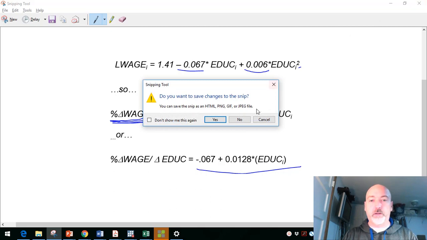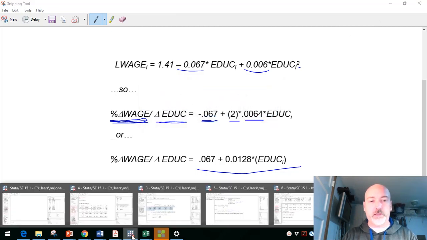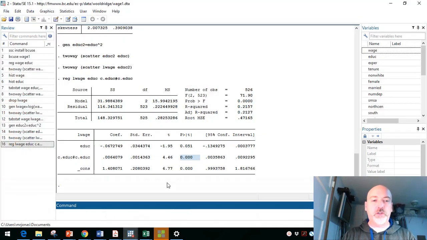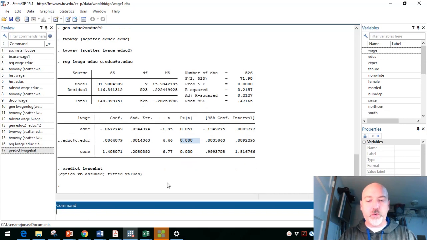So let's go back to Stata here. Just to take a look at that resulting regression equation, let's go ahead and use the predict command here. So post-estimation, let's predict the fitted value, call it L wage hat. And let's go ahead and plot that out. So one more time, call up that two-way scatter, but now instead of y and x, it's going to be y hat, our fitted value versus education.